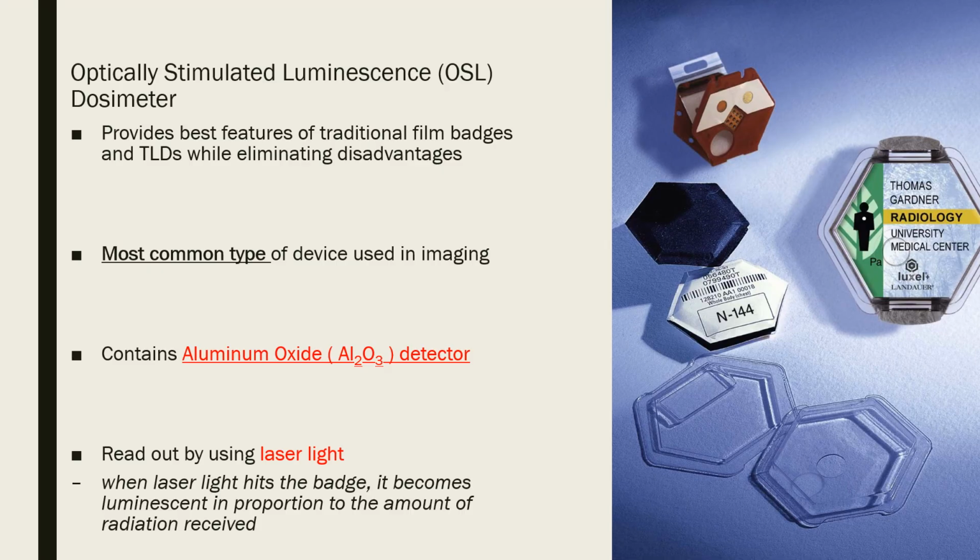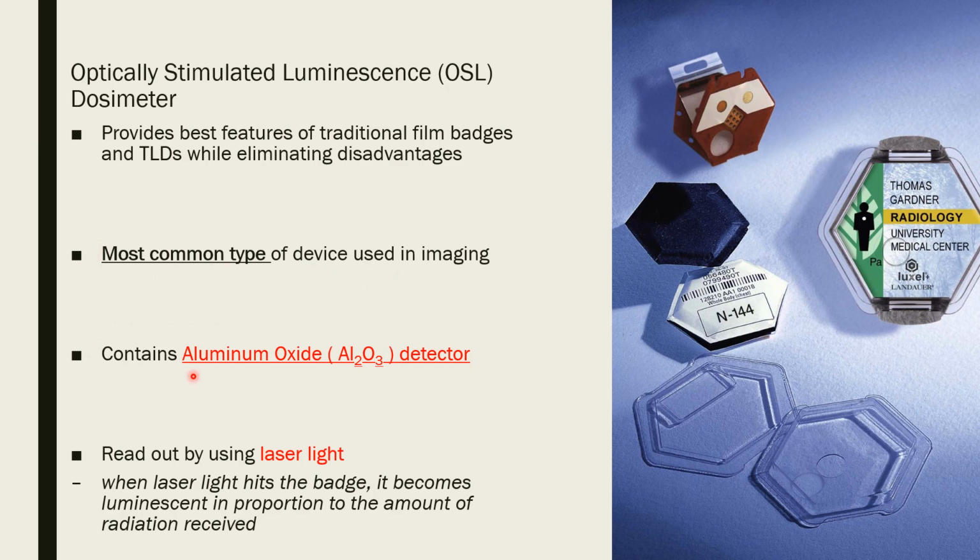Let's take a break real quick and talk about radiation protection. We're going to talk about our badges again, our dosimeters. The ones we wear are the optically stimulated luminescence, OSL, dosimeters. They provide the best features of traditional film badges and TLDs, thermoluminescent dosimeters, while eliminating disadvantages. These are the ones that most people will wear. It's the most common type of device used in imaging.